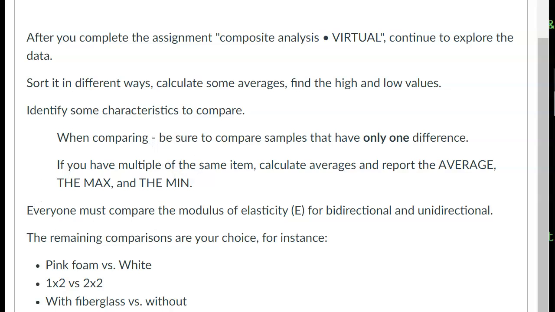Make sure that when you're doing comparisons that your samples have only one difference. For instance, if you want to compare the type of foam, the 1" by 2" versus the 2" by 2", you need to make sure that they have the same type of fiberglass applied. Okay, so you don't want to compare a unidirectional for one and a bidirectional for the other, and then also have different types of foam. That's called multivariate analysis, and it is outside of the scope of this class. So make sure, just like in a grade school science class, you have everything the same except for one difference, and that's what you're wanting to do.